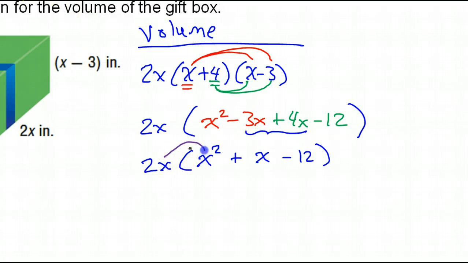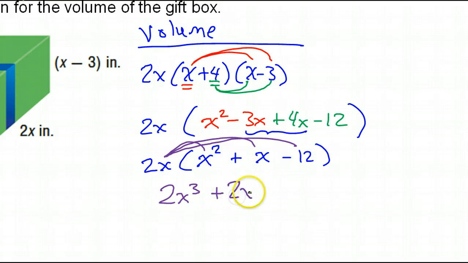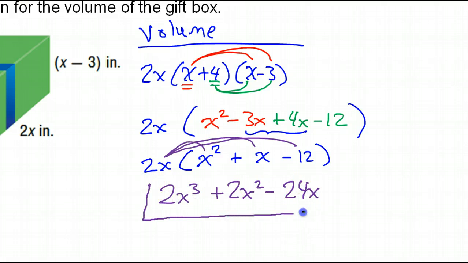Alright, so I'm just going to take my 2x and do the distributive property like that. So 2x times x squared, that will be 2x to the third power. 2x times x is going to be 2x squared. And 2x times negative 12 is going to be negative 24x. So this would be an expression for the volume.